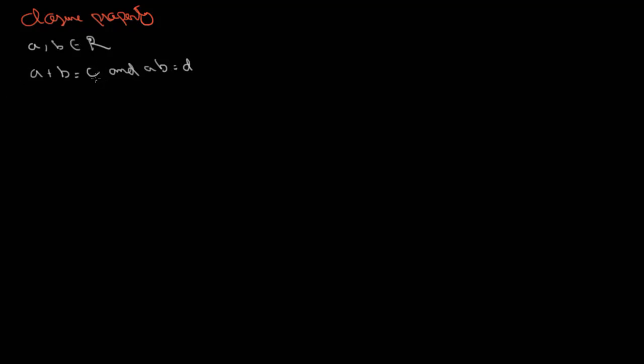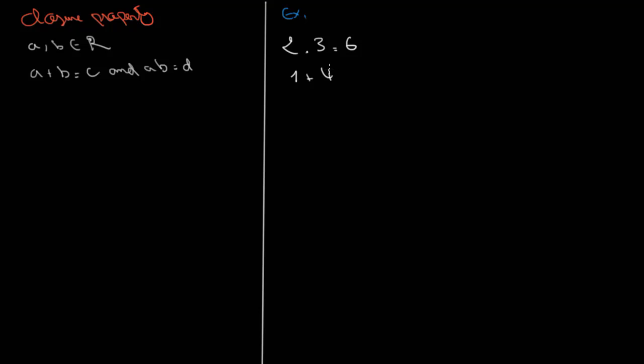Now, C and D are both real numbers. For example, if I take an example here to show what I was just explaining, suppose I have 2 multiplied by 3, I get 6, and 6 is a real number, and obviously 1 plus 4 is 5, and 5 is a real number.